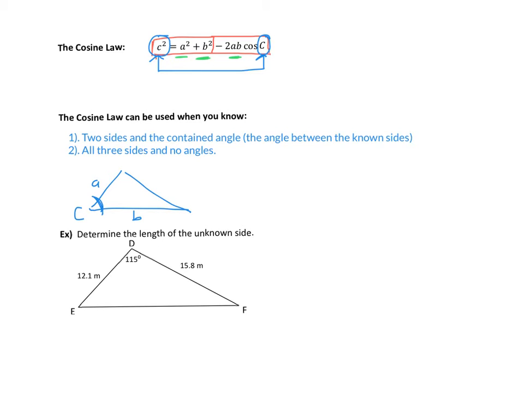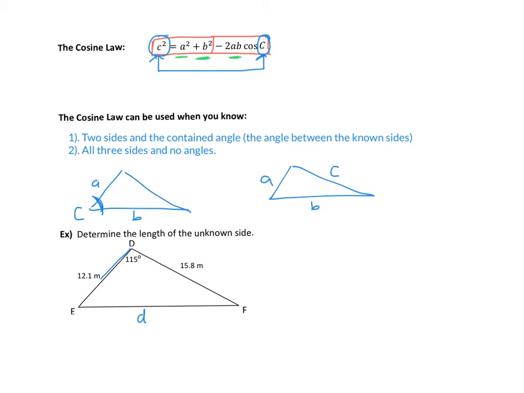So that's the case where you have number 1, two sides and the contained angle, or you could know all three sides. You could know side A, you could know side B, you could know side C, but you have no angles given to you at all. All right, so we're going to determine the length of the unknown side here. Our unknown side would be little d across from angle D.